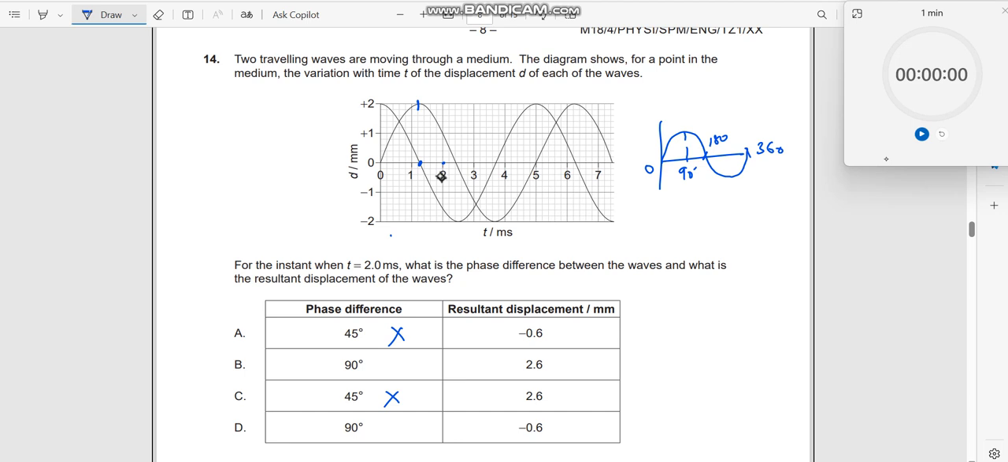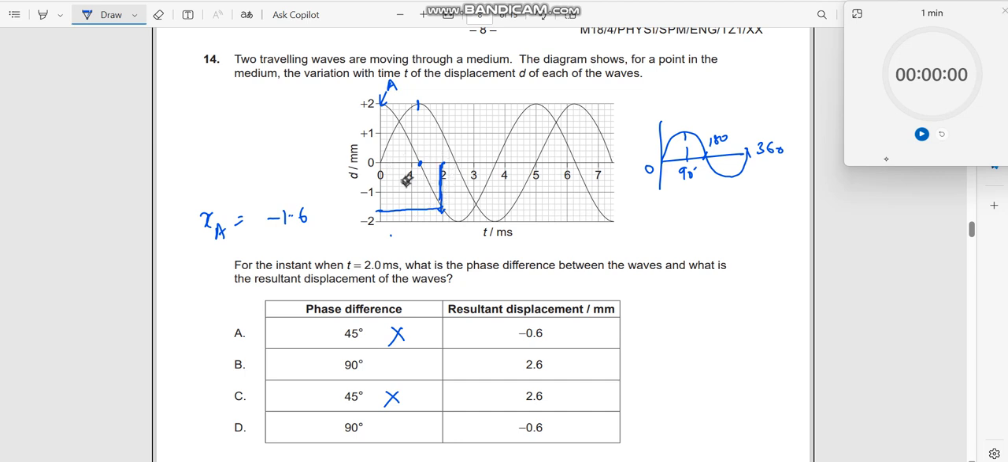Now, what we do is let us take up the displacement of this wave with respect to the mean line. So this is the displacement of the particle at t equal to 2 milliseconds. This is the displacement, right? How much is it? Which is around minus 1.6. Which is for this particular wave. Let me call this wave A. Let me write this as XA. XA is equal to minus 1.6.